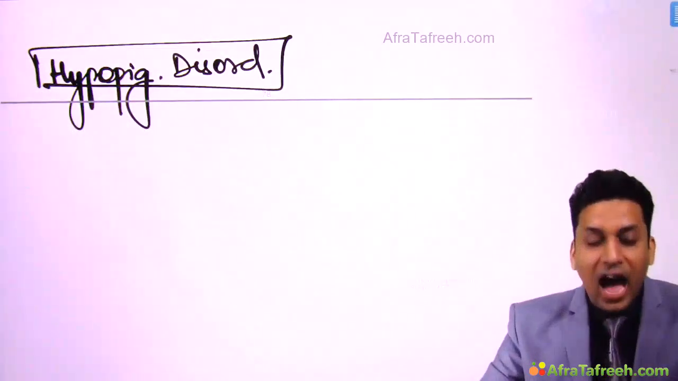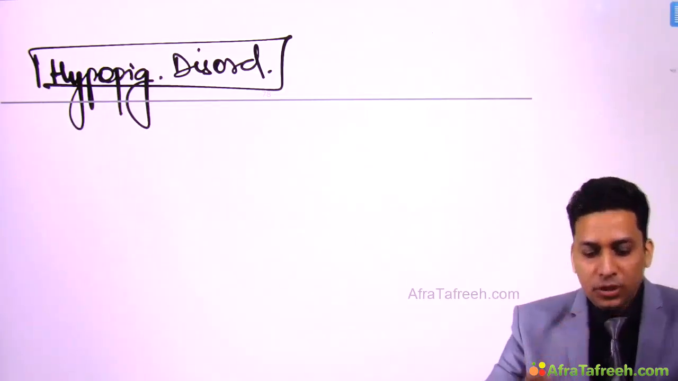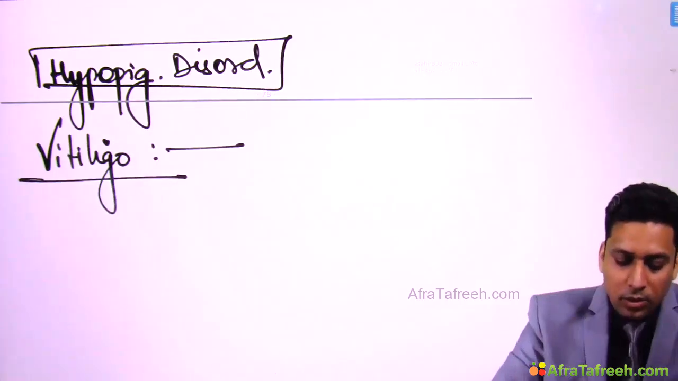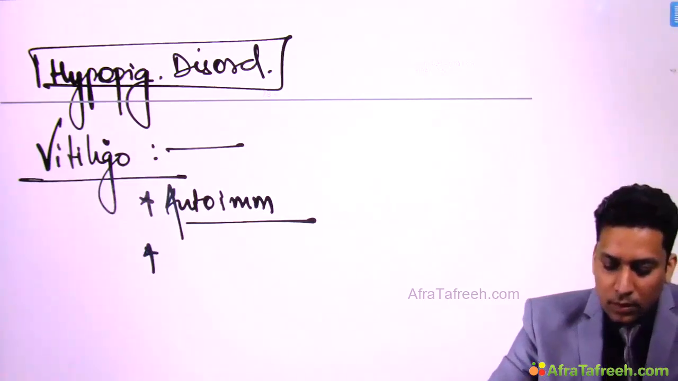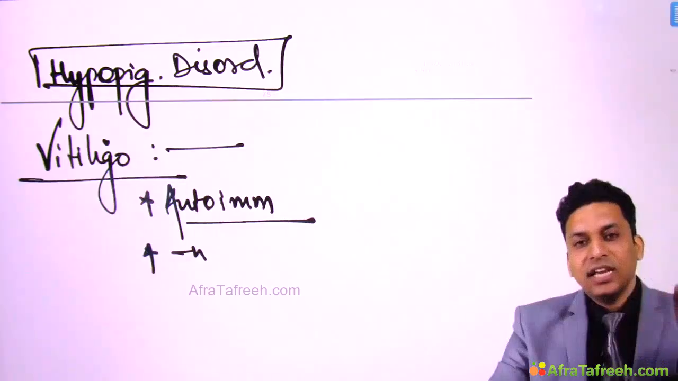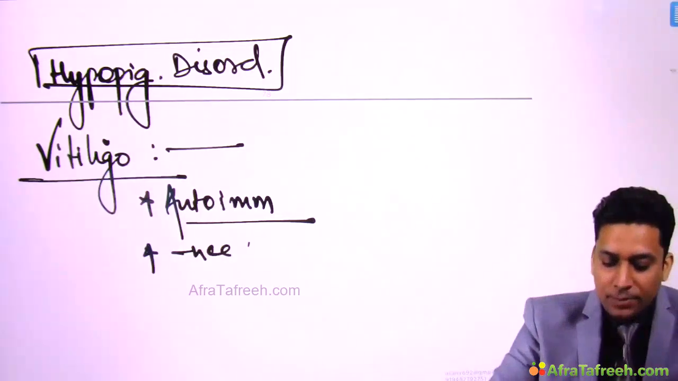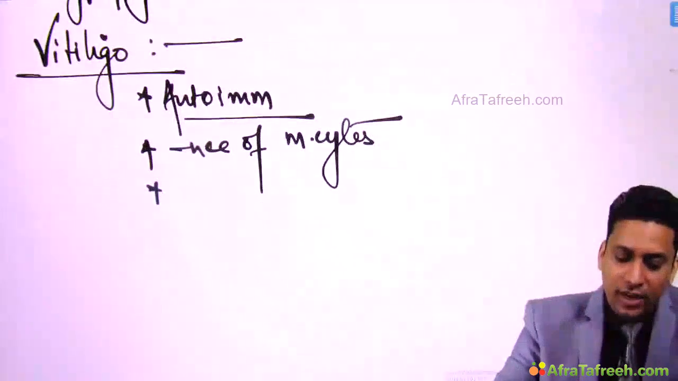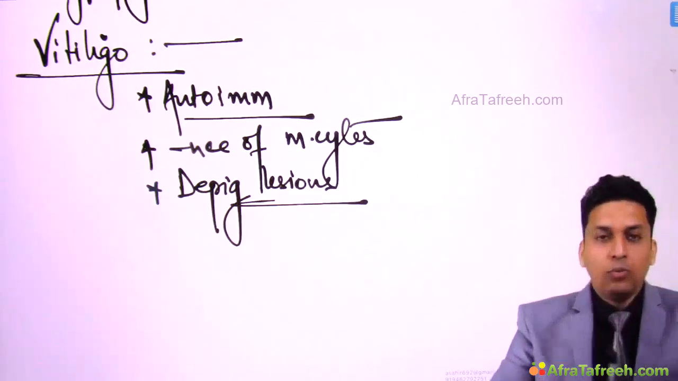Next we will be discussing hypopigmentary disorders. Among various hypopigmentary disorders, the most important one is vitiligo. So remember that this is an autoimmune condition, and in this autoimmune condition, anti-melanocytic antibodies are formed. The antibodies being formed go and destroy the melanocytes. So there is absence of melanocytes, and because there is absence of melanocytes, you will find depigmented lesions. Depigmented or white lesions are seen.